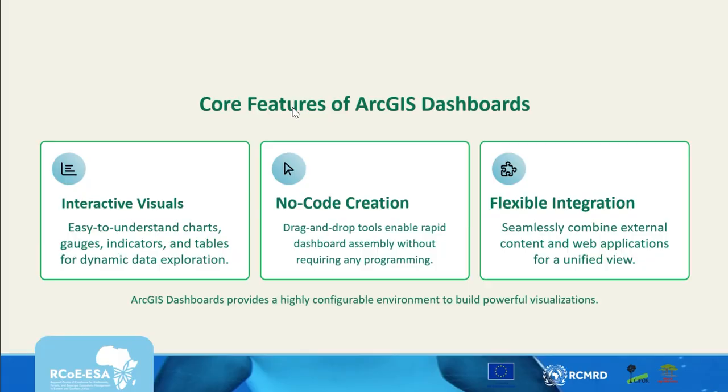So what are some of the core features of ArcGIS dashboards? One, we have interactive visuals. By this we mean ArcGIS dashboards offer you easy to understand charts, gauges, indicators, and tables for dynamic data exploration. So you are able to have your graphical representation of your data so that you can have some inferences drawn from that data, either through numbers, which we call indicators. You can have tables, which is a summary of all the data that you have, and then you can also have gauges, which monitor the movement or progress of your data sets. And lastly, you can have charts that will give you a real graphical representation of the data sets.